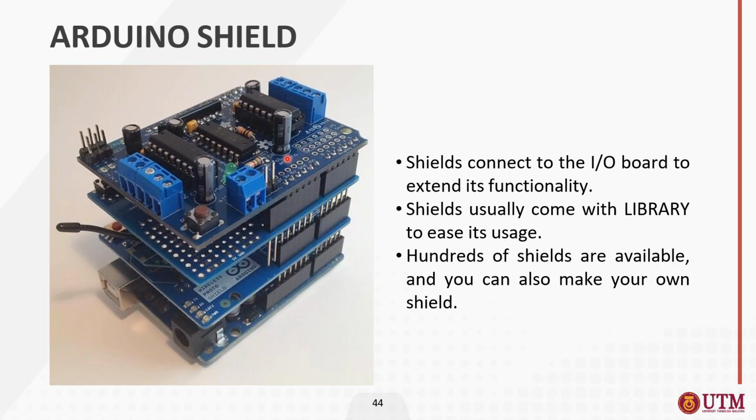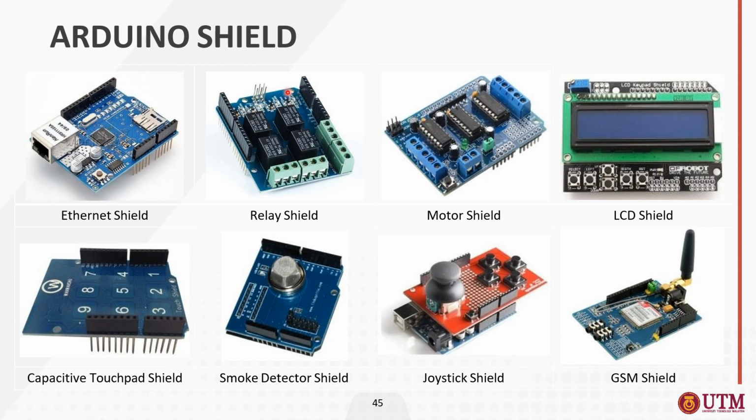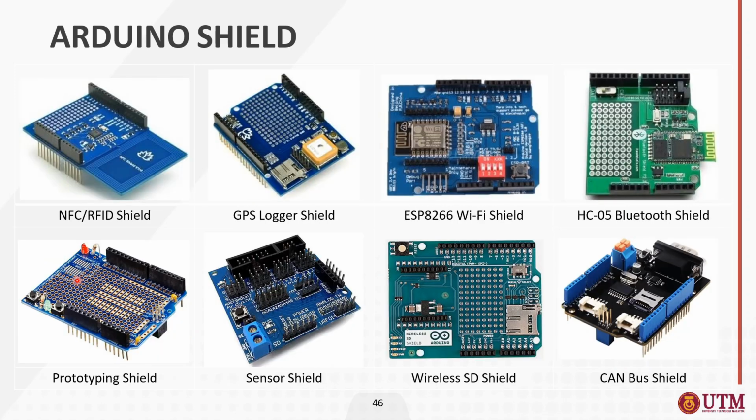This is an example of Arduino shields. You have, for example, Ethernet shield, relay shield, motor shield, LCD shield, GSM, joystick, smoke detector, and capacitive. You can also have NFC, GPS logger, ESP8266, Bluetooth, CAN bus, wireless, sensors, or prototyping shields. So lots of shields are available, and many more.